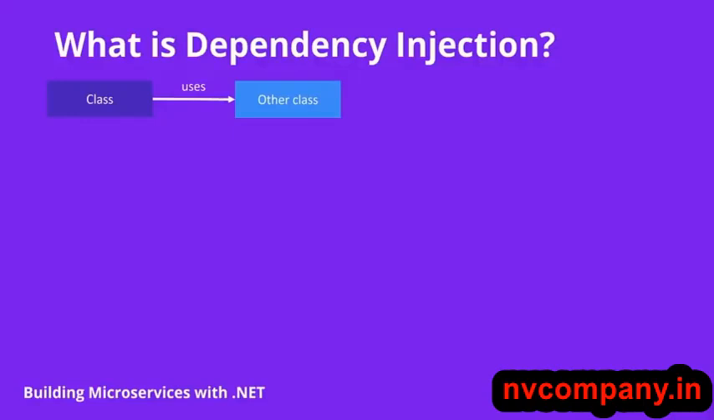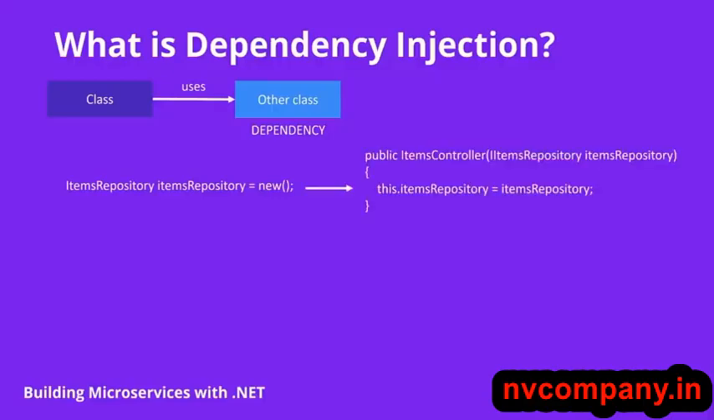When you have this relationship where one class uses another class, we say that this second class is a dependency of the first class. Now, if instead of constructing the items repository object directly as we are doing so far, we receive an instance of items repository in the items controller constructor, then we are injecting items repository into items controller. This is what we call dependency injection.